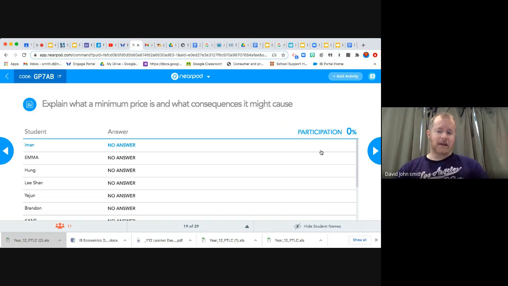Now, yeah, then we had to figure out why a government might actually put a minimum price in. So again, this is the explanation, right? Practicing explaining why these particular interventions might be put in place. So you've got about 30 more seconds and go.